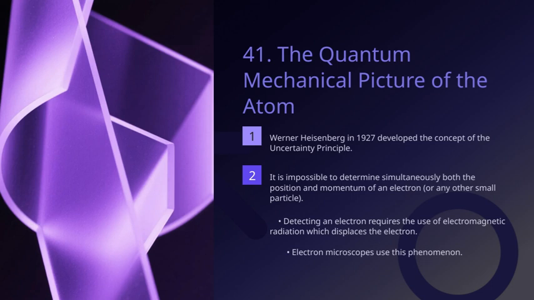When detecting an electron, we need to use electromagnetic radiation, which actually displaces the electron itself. This is a crucial point because it highlights a fundamental limit in how precisely we can measure small particles. In fact, it's impossible to determine both the position and momentum of an electron at the same time with perfect accuracy. This idea was formalized by Werner Heisenberg in 1927 and is known as the uncertainty principle.